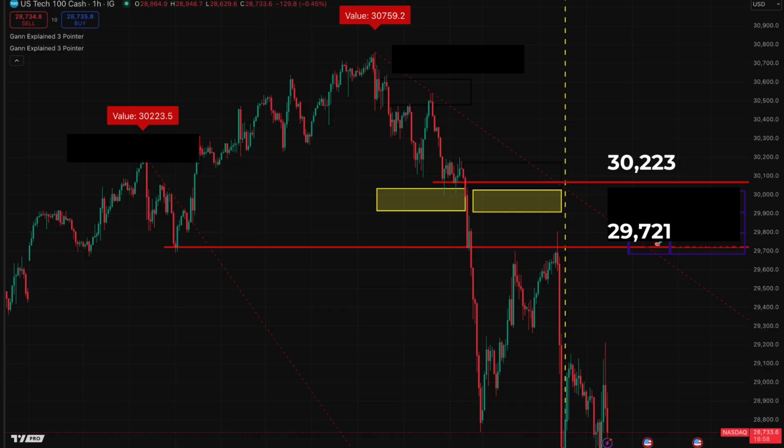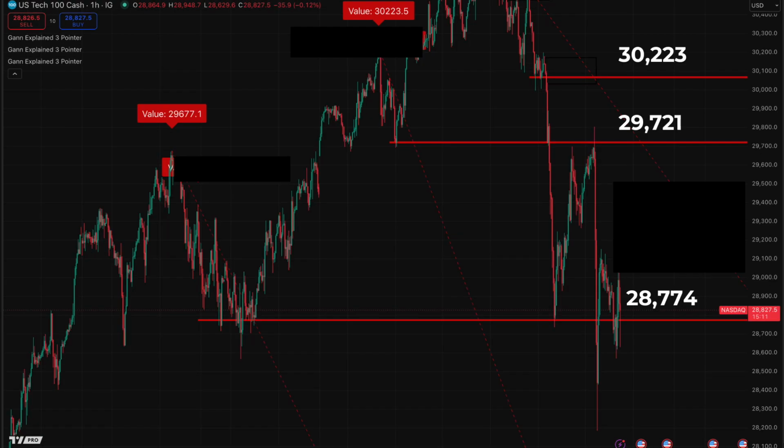So we apply the Square of 9 from the previous top at the 30,223 level. It marked the sell level around 29,721. The market reached that level, stalled, and then dropped again. So we repeat the same process. We go back to the previous Square of 9 top and measure the next downside level. The market is reacting around 28,774, and that is a good spot to take profit.